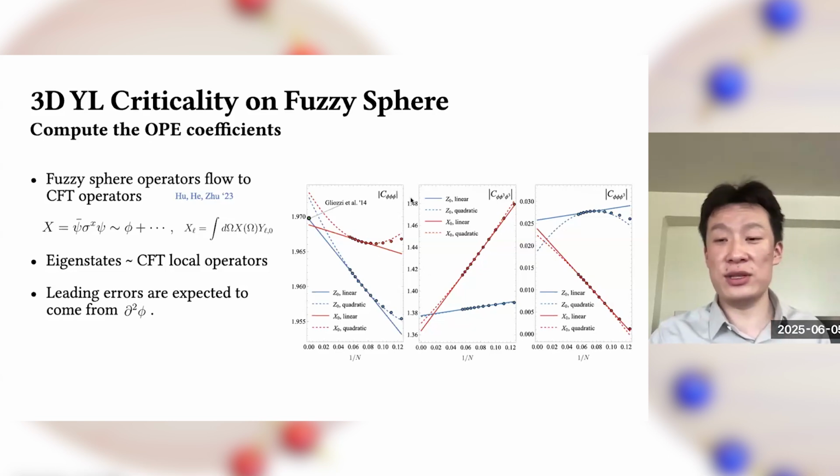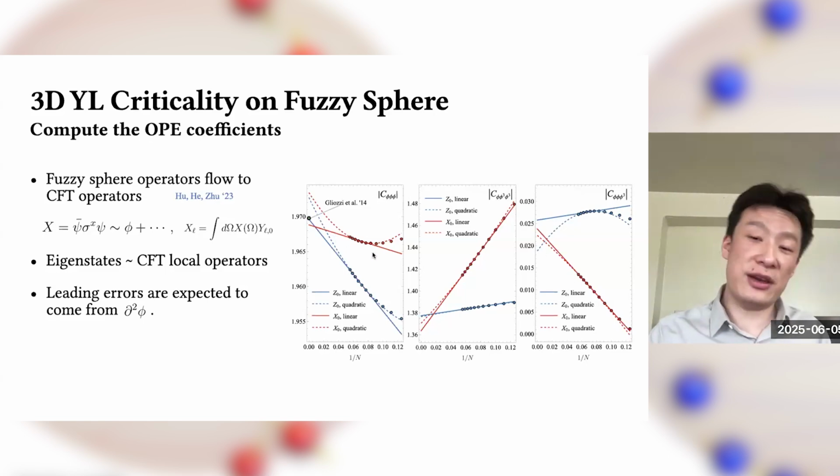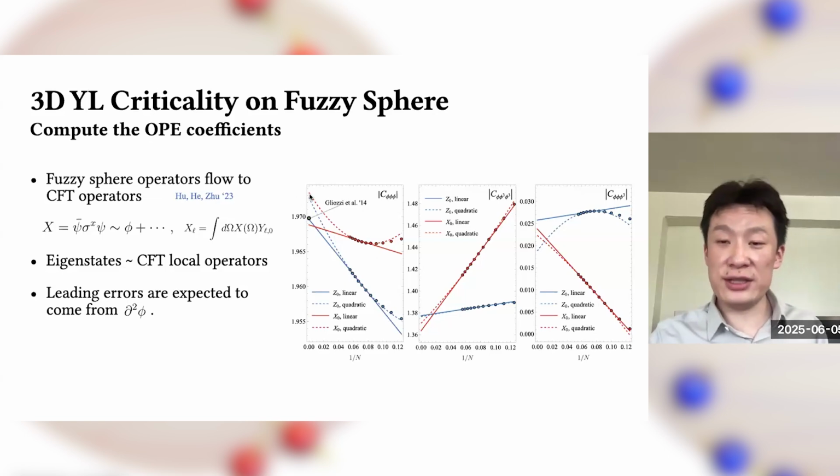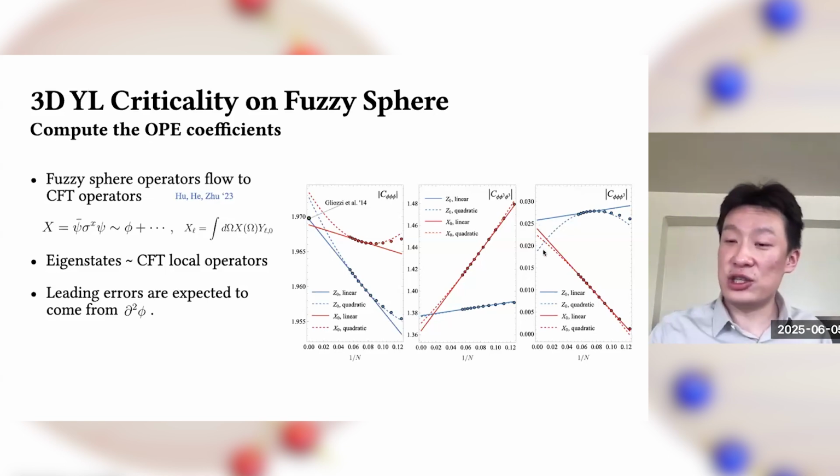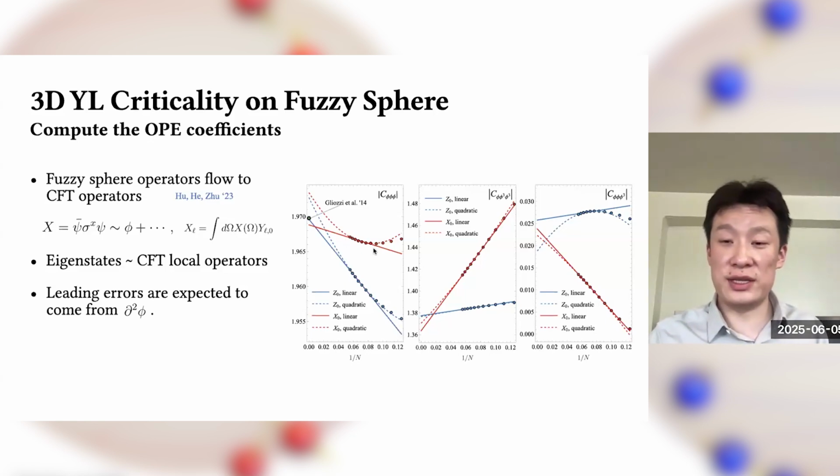So from these 3 examples of scalar OPE coefficients, we see that they converge pretty well. There is some error that we believe should be at the third digit. We have consistency from using different operators on the fuzzy sphere which flow to the same operator in the CFT. Roughly, the leading error comes from the d squared phi descendant. There will be more subleading ones, but it's going to be a complicated story.